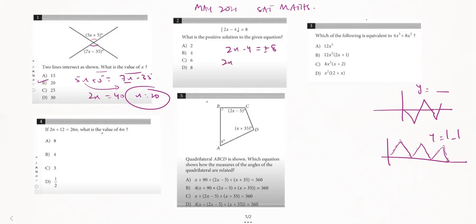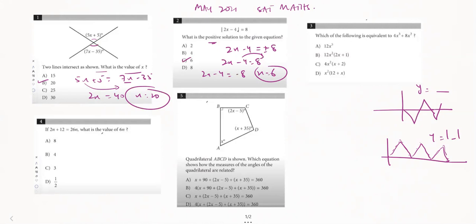So 2x minus 4 is equal to 8. And the other could be 2x minus 4 is equal to minus 8. So if I use a positive value, x is coming 6. They are asking what is the positive solution to the given equation. So the positive solution is 6.